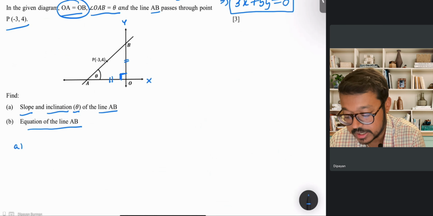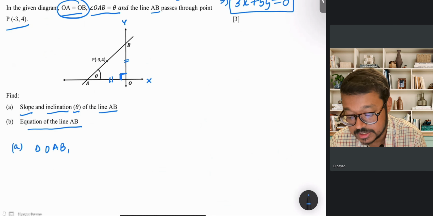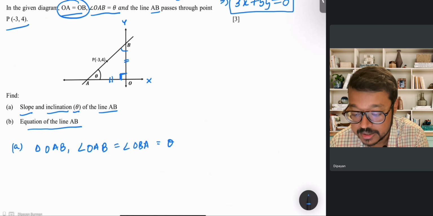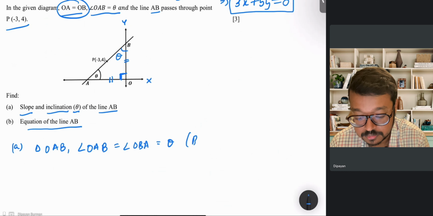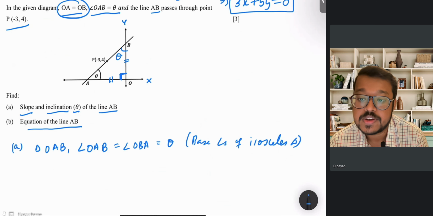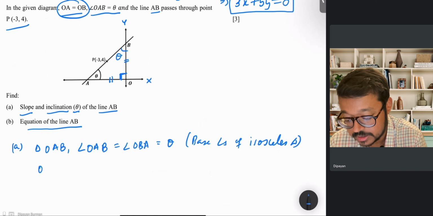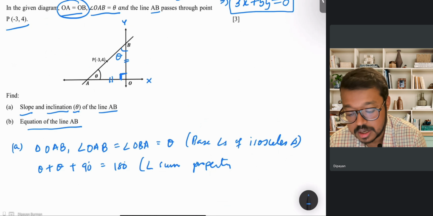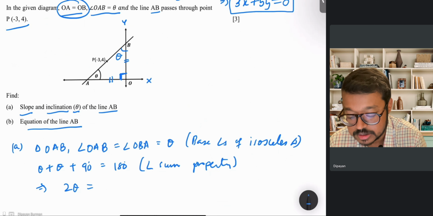So if I look at triangle OAB, given that OA equals OB, I will say that angle OAB equals angle OBA equals theta. These are base angles of an isosceles triangle. And also, if I apply the angle sum property, I will have theta plus theta plus 90 degrees equals 180 degrees. That means 2 times theta equals 90 degrees. That means theta equals 45 degrees.